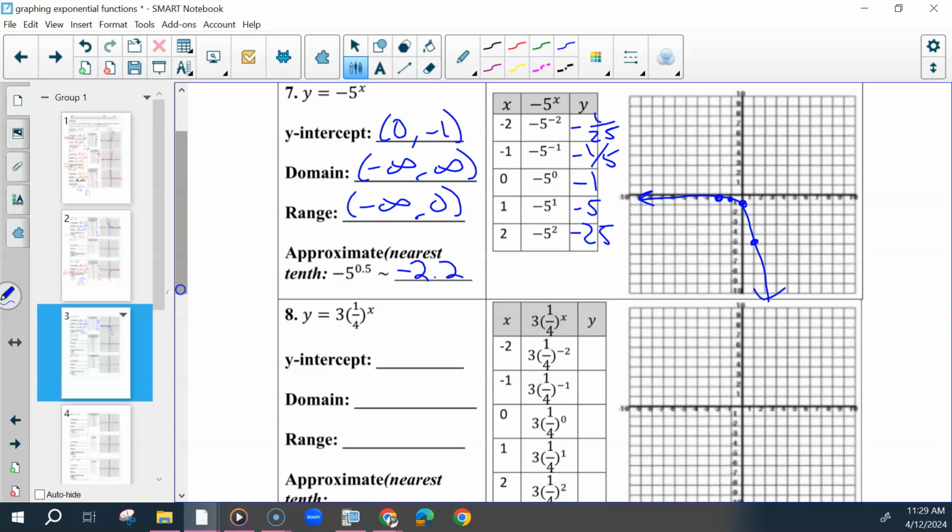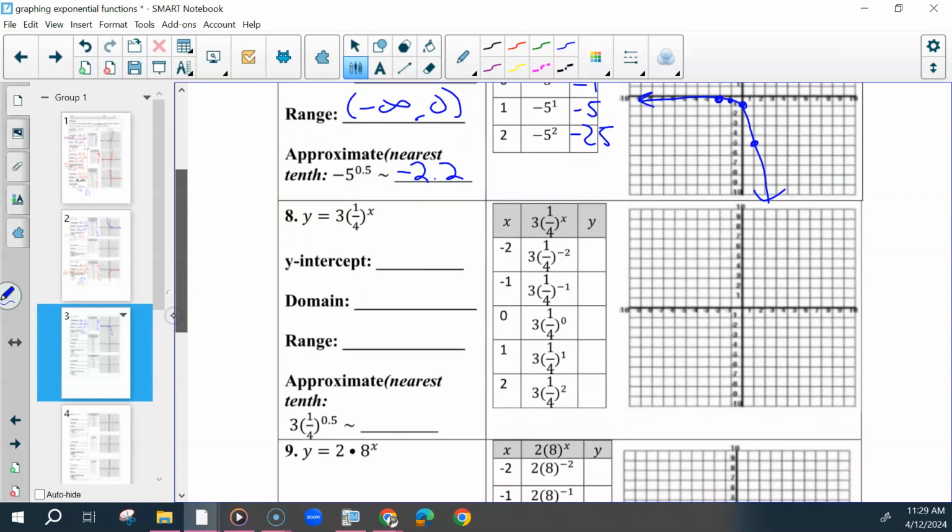Okay, now we're going to try 8. Does the y-intercept always have to be 1 or negative 1? No. That's what we're about to see. It depends on what the function looks like, really. But it also depends on what's being multiplied out here, because that will really tell you what it is, if nothing else is happening.